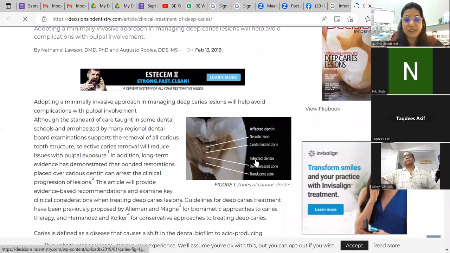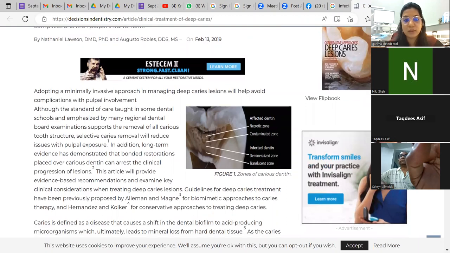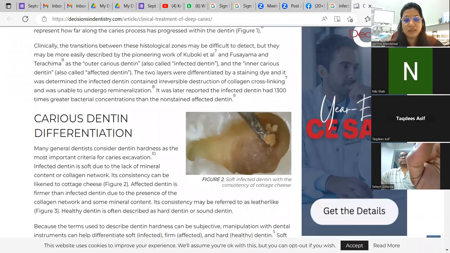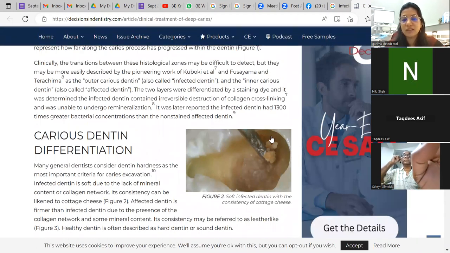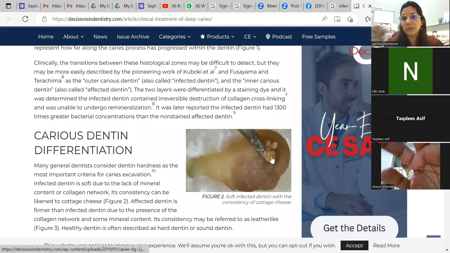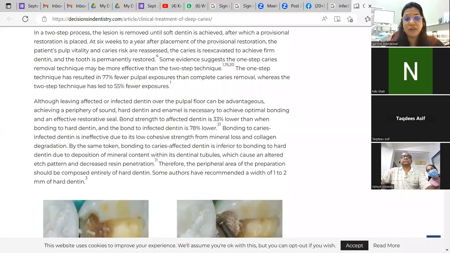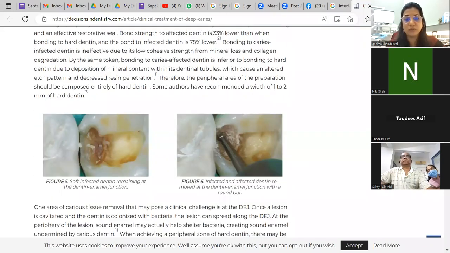So affected dentin and infected dentin. I think they have mentioned the zones in a wrong way here, because the infected dentin should be above and the affected should be below. No, this is not a right picture. But this is nice. You see, this is how soft and leathery infected dentin is. It will be the consistency of cottage cheese. When you scoop, it can easily come out. But affected dentin will not come out. It will be very hard.